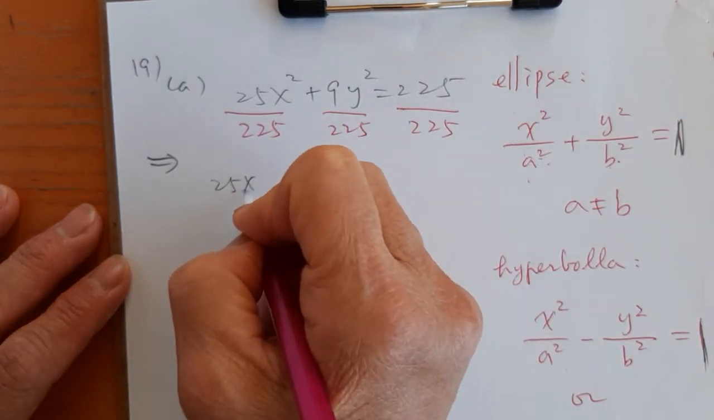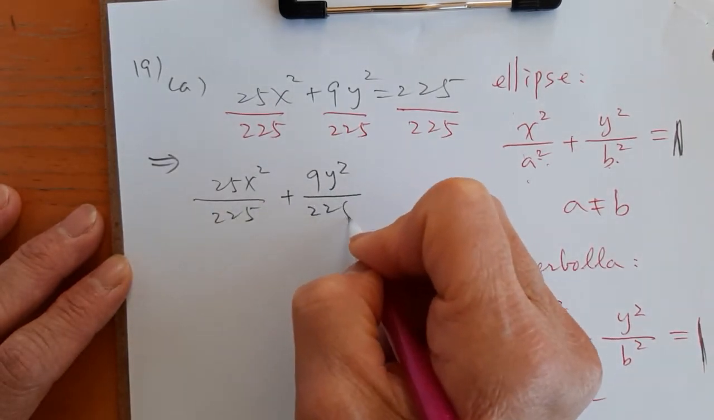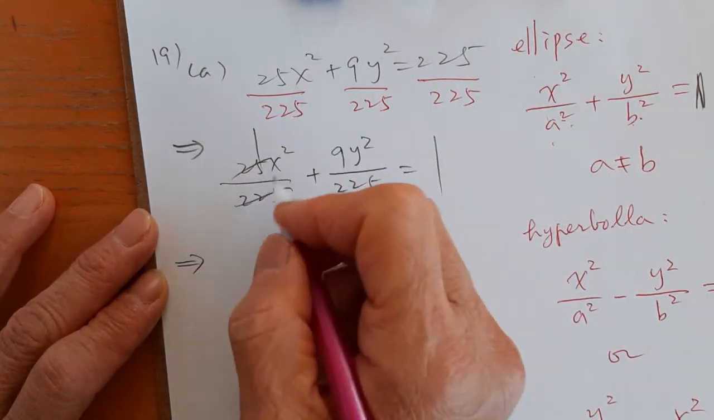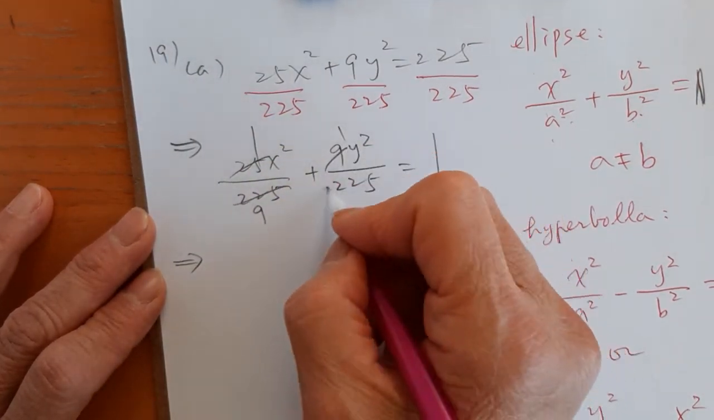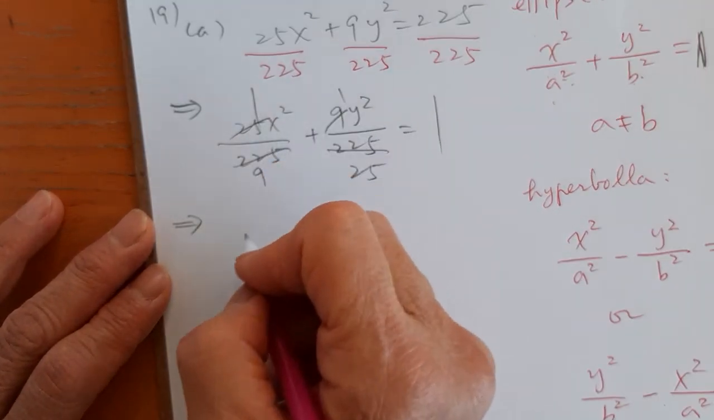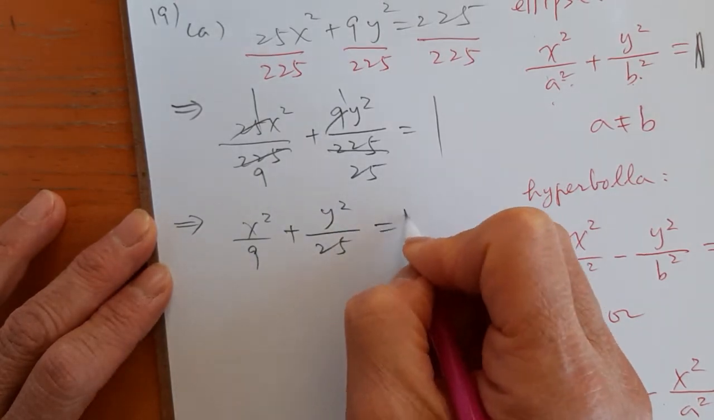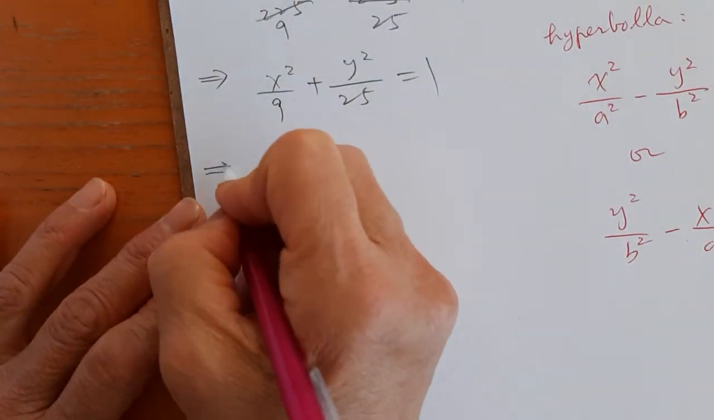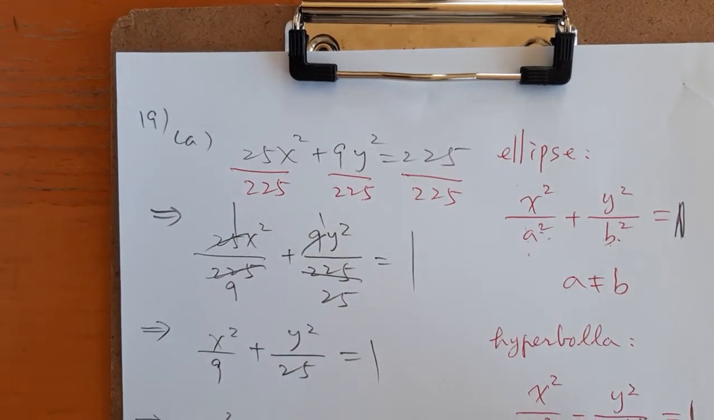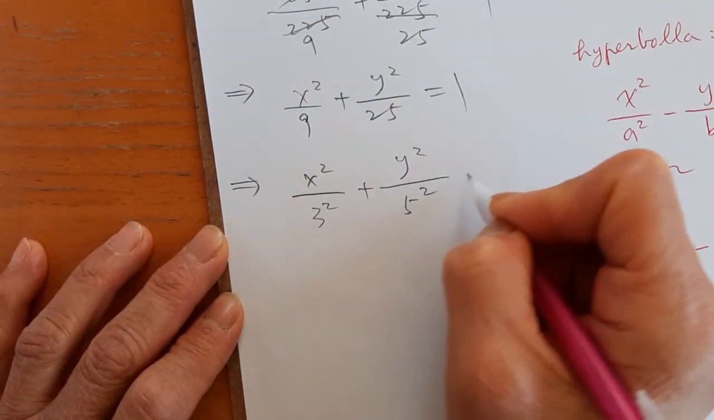So the 25x squared over 225 plus 9y squared over 225 equal 1. And cancel: this cancels, get 9, and this cancels, get 25. Then we got x squared over 9 plus y squared over 25 equal 1. And we have to put down a squared, b squared on the denominator. So it's x squared over 3 squared plus y squared over 5 squared equal 1.